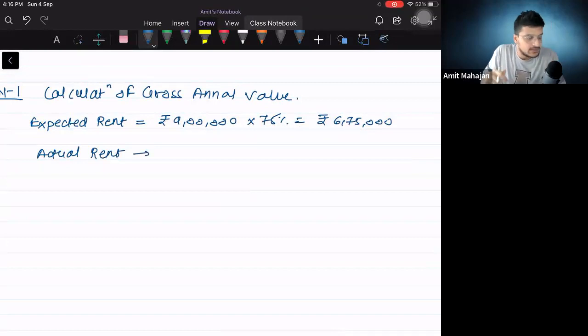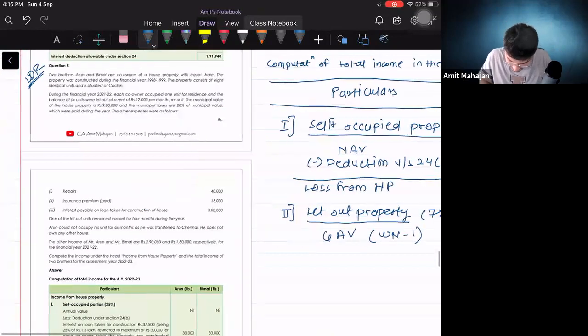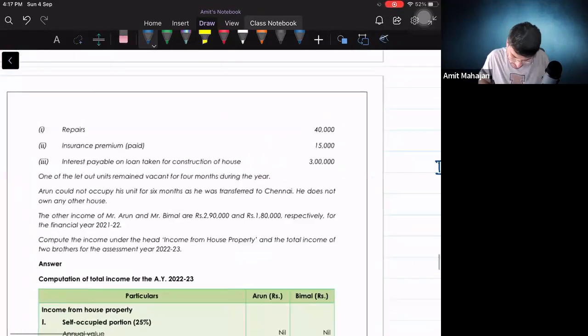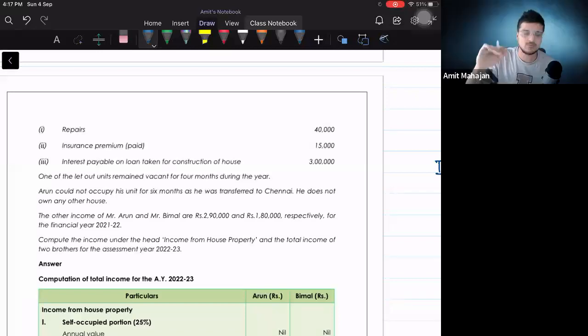Now, actual rent. Now, in actual rent, see, they have done something here. One of the let out properties, one of the let out units. Out of how many units? 6 units. So one of the let out units, that is 1 out of 6 units, remained vacant for 4 months during the year. Okay.